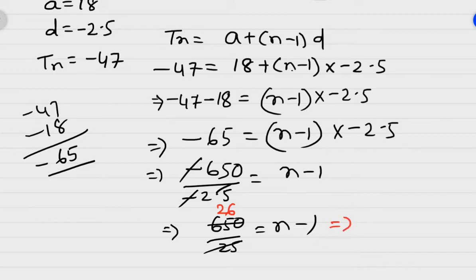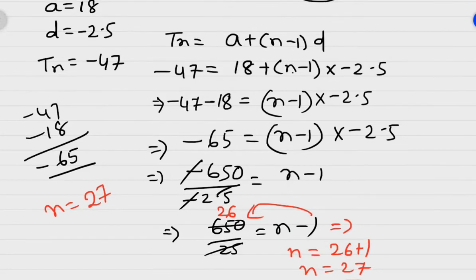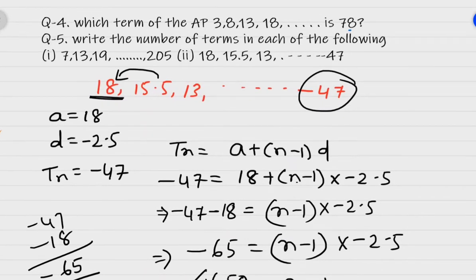Now this implies n is equal to 26 plus 1. So n is equal to 27. This minus 1 will move here, so it will become plus 1. So n will become 26 plus 1, that is 27. So the value of n, the number of terms in the second case, in the second AP that is given here, is equal to 27.